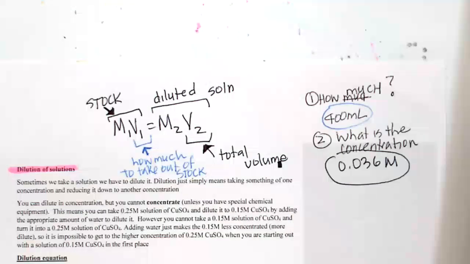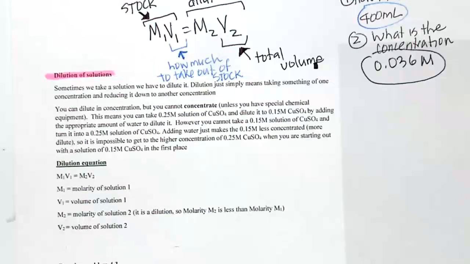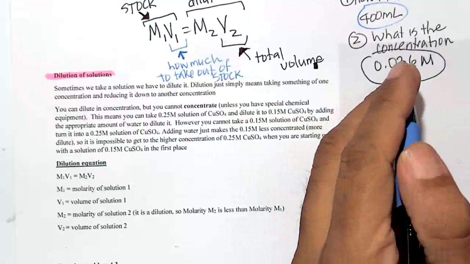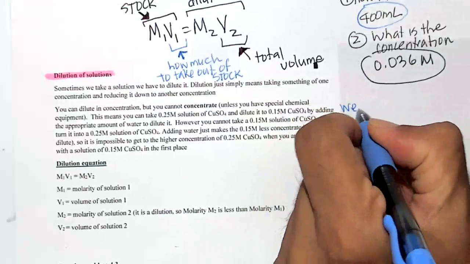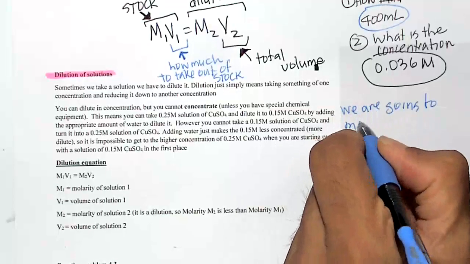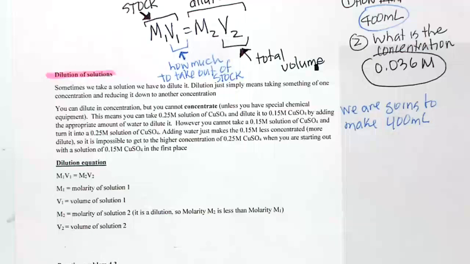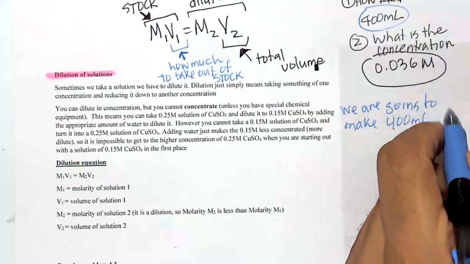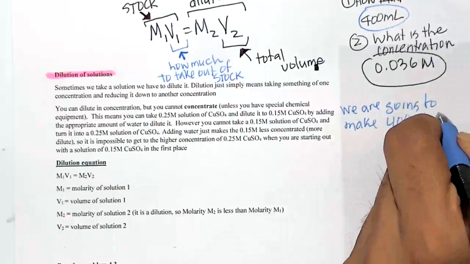Because my stock that I have already made is 0.05 NaCl. We just made this the very first thing in class. We took 1 gram and dissolved it in 300 mLs water. So we are going to make 400 mLs of a 0.036 molar solution of sodium chloride.